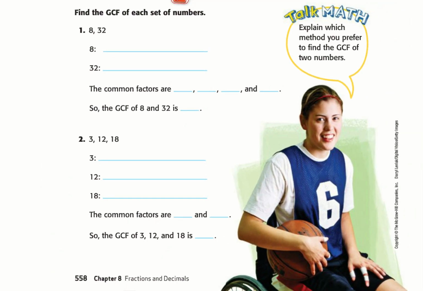So I'm going to find the factors of 8. We have 1 times 8, and then 2 times 4. For 32, I have 1 times 32, 2 times 16, and 4 times 8. So the common factors are 1, 2, 4, and 8. So the greatest common factor is going to be 8.